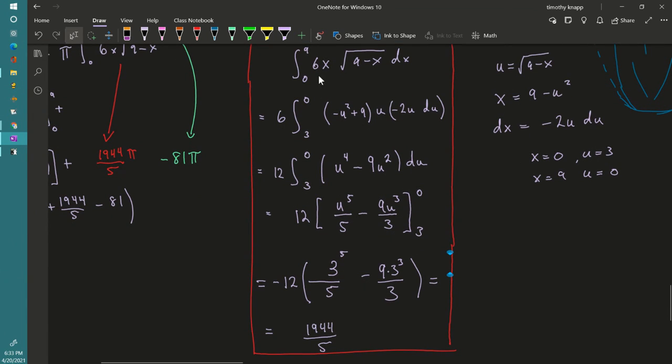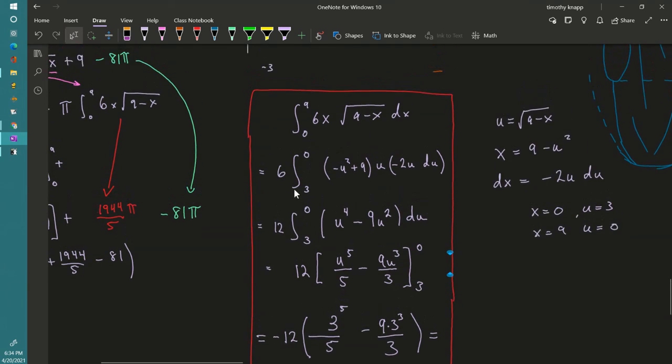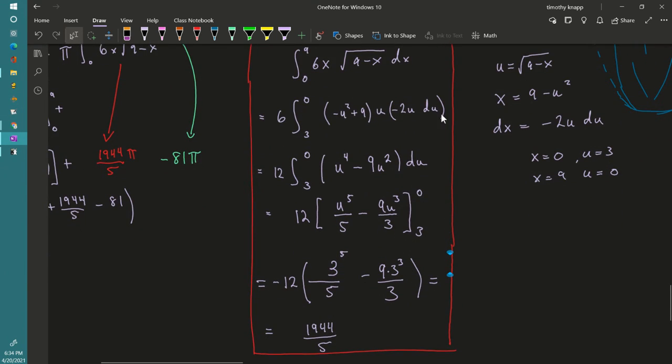Now, cleaning up some of this, the 6 I pulled out. I also changed my limits of integration. The 9 becomes a 0, and the 0 becomes a 3, because of this. If x equals 0, u equals 3, using this formula. And if x equals 9, u equals 0, again using this formula. And so now we're here, and we clean this up.